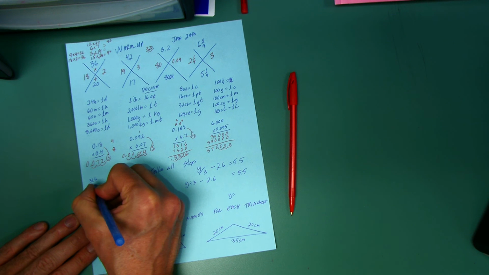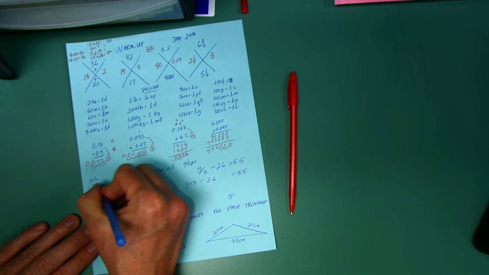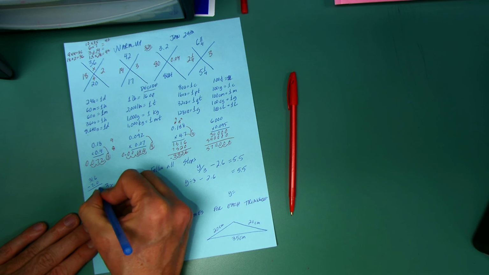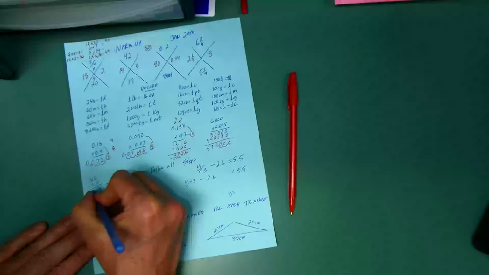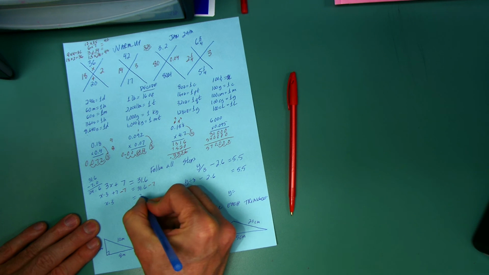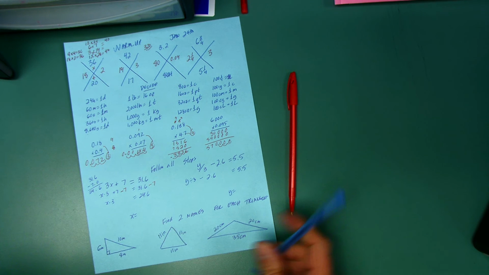Minus 7. Line up that decimal. The 7 goes here, not under the 6. Put a 0. So I have 24.6. Now, how do you get rid of a times 3?